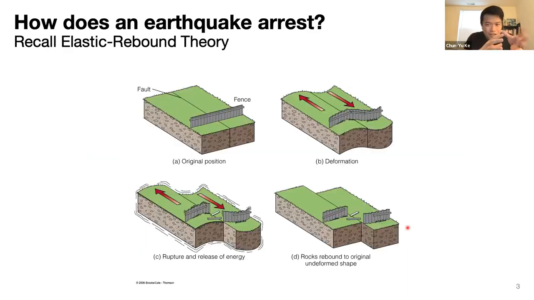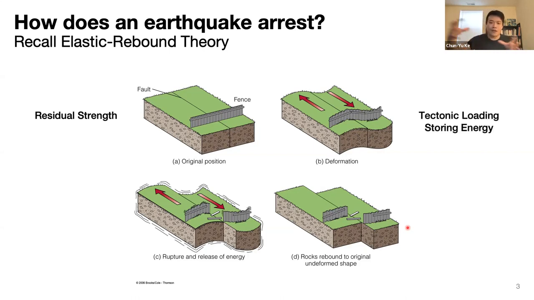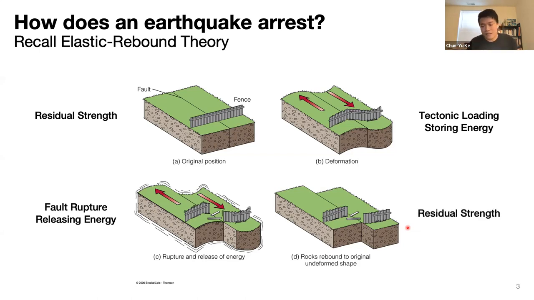But is fracture energy the only controlling factor? Here I want to borrow the cartoon from the elastic rebound theory to explain how an earthquake arrests. Here you can see four states of a location in the fault, and let's say it sits at the residual strength level at the beginning, and then it got loaded and stored strain energy in the surrounding rock. And when an earthquake rupture passes through this location, the previously stored energy is released, and it resumes back to the original state.